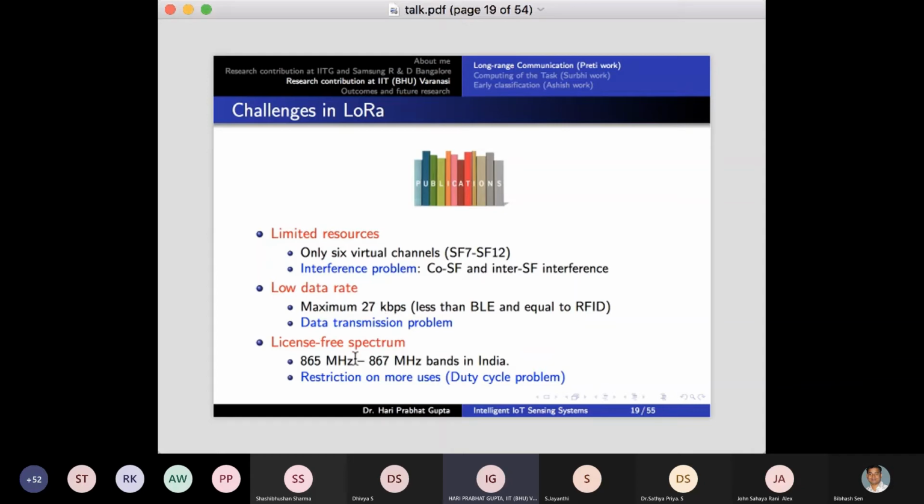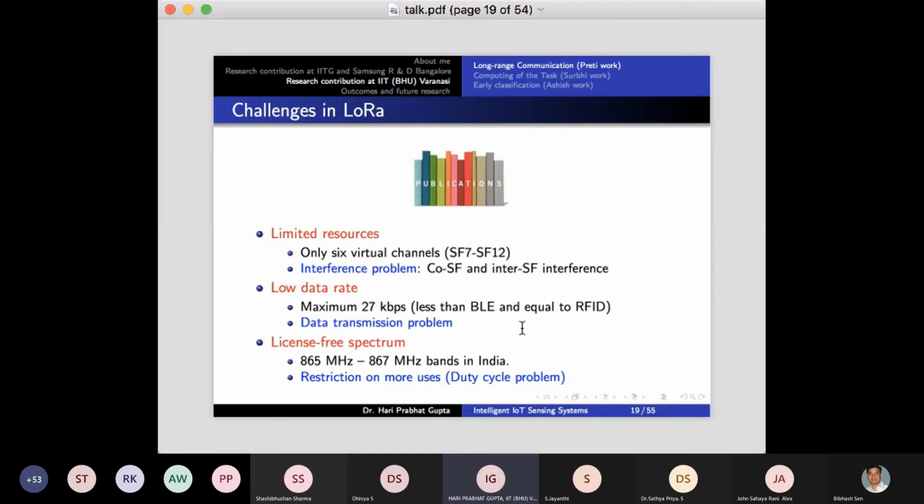And of course, in the license-free spectrum, the more users connect or transmit their data, the more interference comes into the picture. LoRa also has a duty cycle problem. So what is the duty cycle? In LoRa, they implement a concept called the duty cycle, which indicates how much time you can use LoRa. For example, a 1% duty cycle indicates that out of 100 seconds, you can use LoRa for 1 second. This indicates the 1% duty cycle.